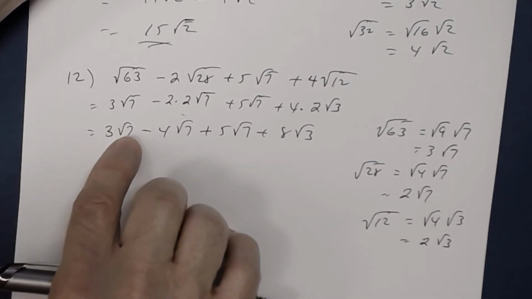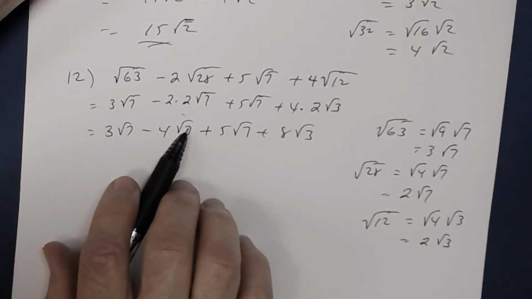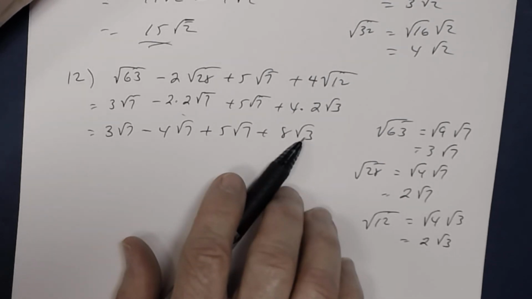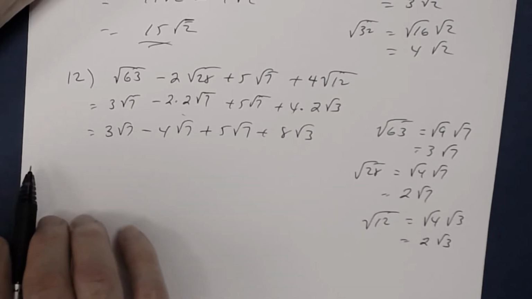No, because the only perfect square that goes into 7 is 1. The only perfect square that goes into 3 is 1. But I can combine these because they all are the square root of 7.